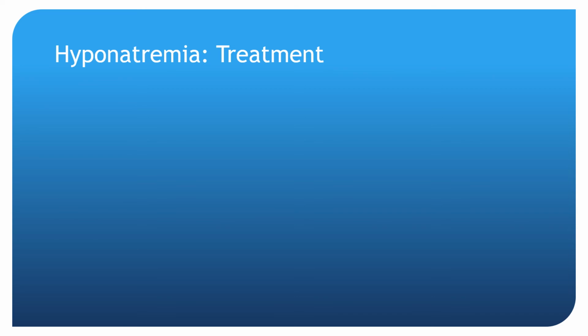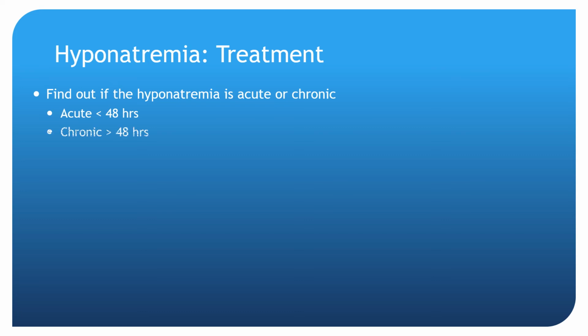So as far as hyponatremia treatment goes, you first have to determine whether the patient has acute or chronic hyponatremia. Acute hyponatremia is less than 48 hours, whereas chronic is greater than 48 hours. If you can't determine acute or chronic, just assume that it's chronic. However, if they have acute symptoms, then you need to worry a little more and be a little more aggressive.